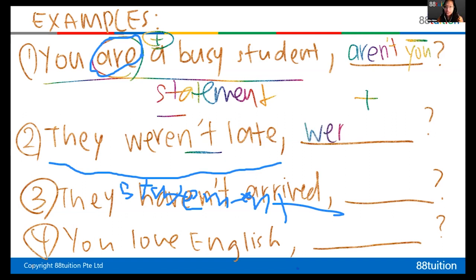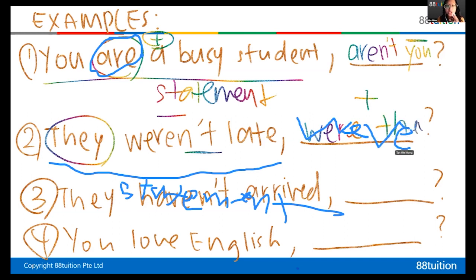Then what's the next word? They weren't late. Were what? What's the pronoun? Were they. They is the pronoun, right? He, she, it, we. These are all pronouns. So in this sentence it's they. So it's were they. You always use a pronoun. Just 2 words only in the question tag: the auxiliary verb, positive or negative, plus the pronoun. So remember, if the statement is negative, the question tag is positive. If the statement is positive, the question tag is negative.